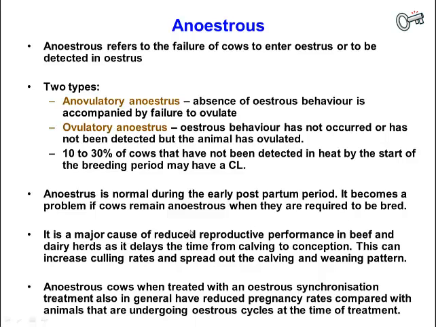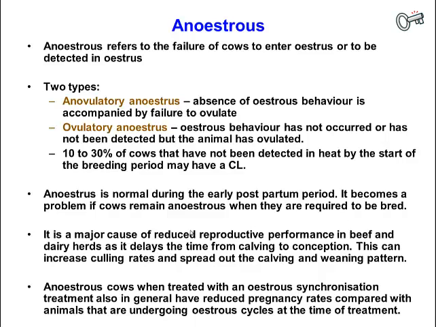Anestrus is a normal part of the early postpartum period, so most cows, they'll calve, and they usually won't start ovulating soon after they calve. They'll usually go into a period of anestrus where they're not ovulating. It only becomes a problem if the cow is still not ovulating when she needs to be bred, and then it becomes an economic problem.